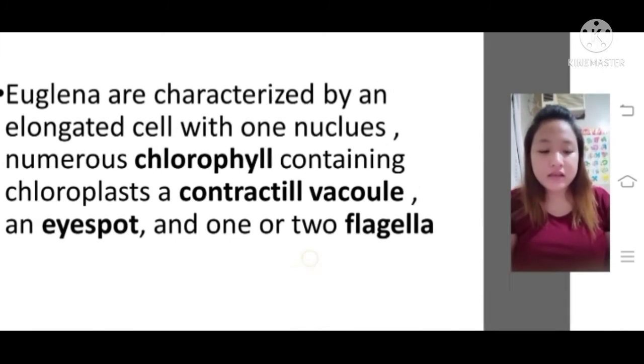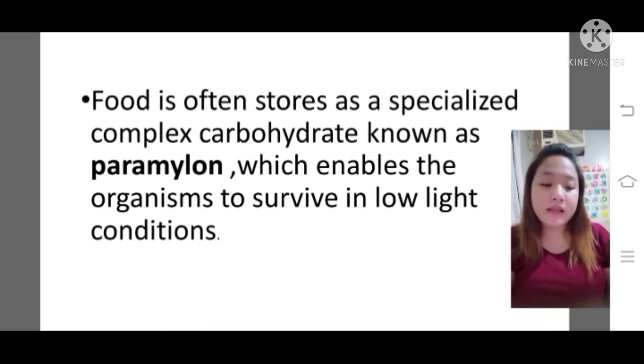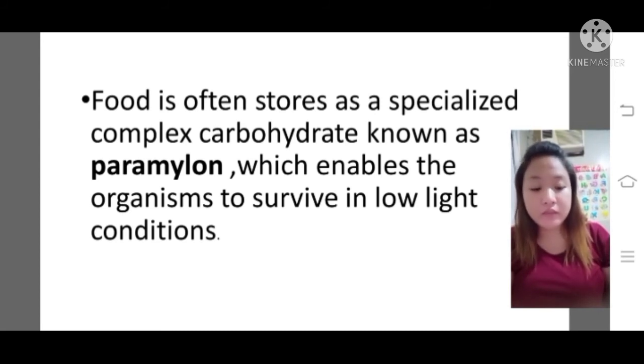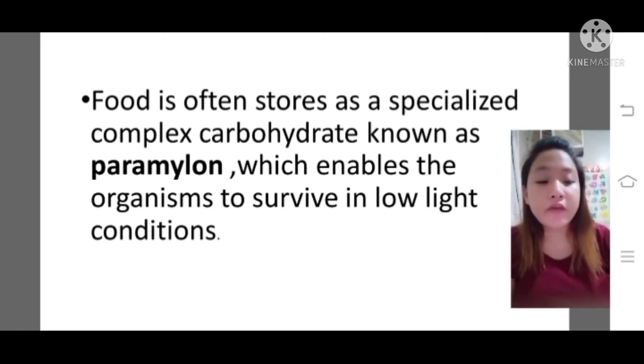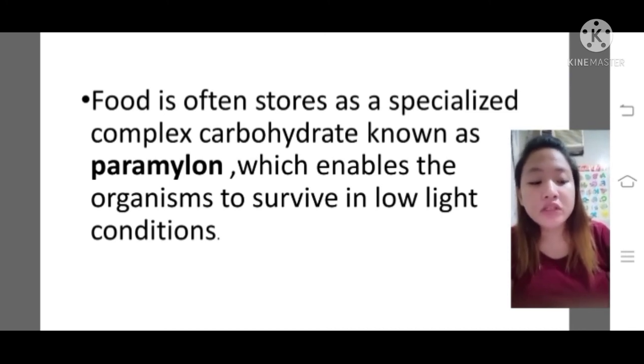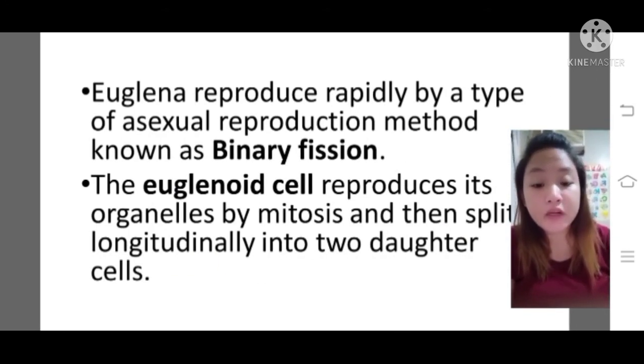Unlike plant cells, Euglena lack a rigid cellulose wall and have a flexible pellicle that allows them to change shape. Though they are photosynthetic, most species can feed heterotrophically and absorb food directly through the cell surface via phagocytosis. Food is often stored as specialized complex carbohydrates known as paramylon, which enables the organisms to survive in low light conditions. Most Euglena have a life cycle consisting of a free-swimming stage.